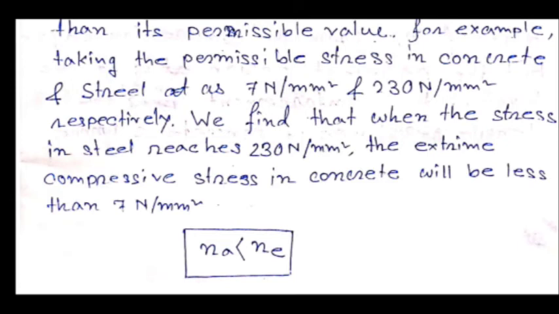So, in this case, the actual neutral axis is less than the critical neutral axis. That means if we consider from the top fiber, the position of the neutral axis line is slightly upper than the critical position.